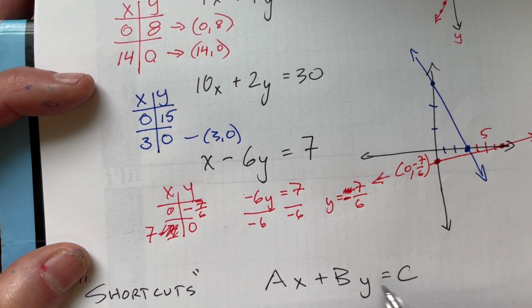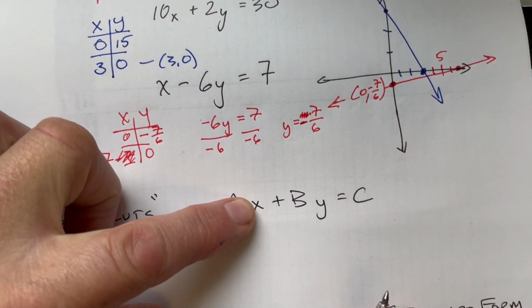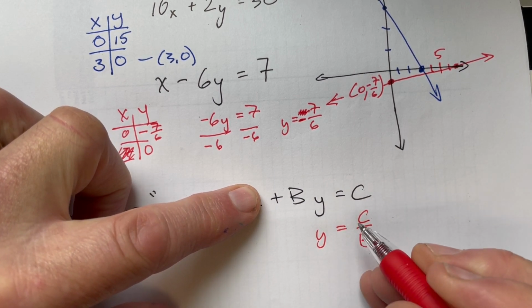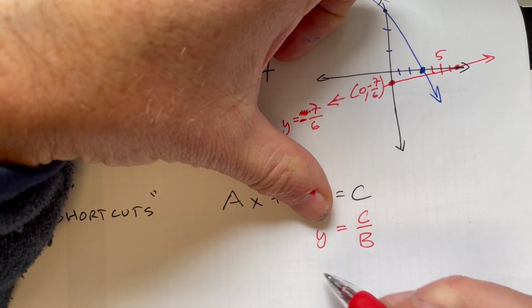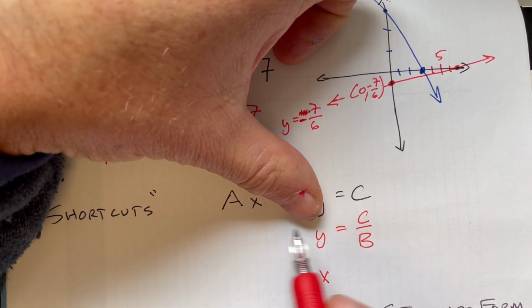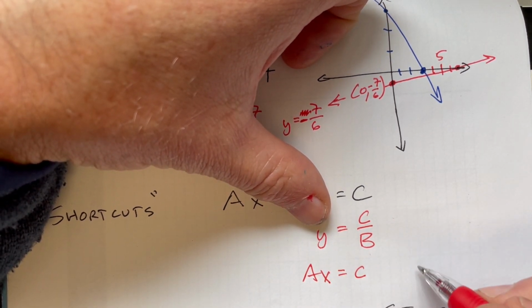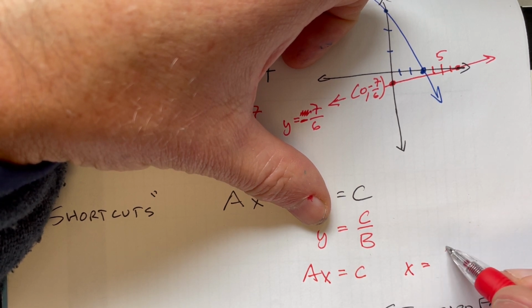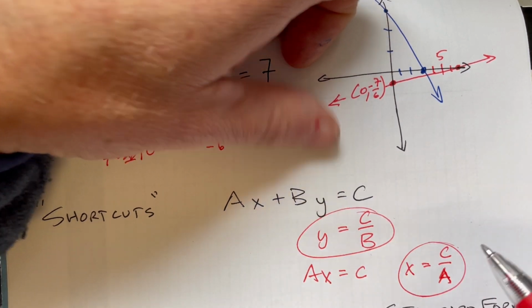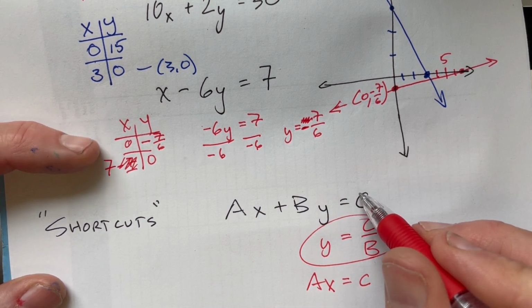So if you do this a bunch, maybe you'll notice shortcuts, and that is that if x is 0 and this drops out, then my y is going to be equal to c over b. If my y is 0, my x is only being multiplied by a. If y is 0, that drops out, and I've got ax equals c. So x is equal to c over a, all right? So those are shortcuts.